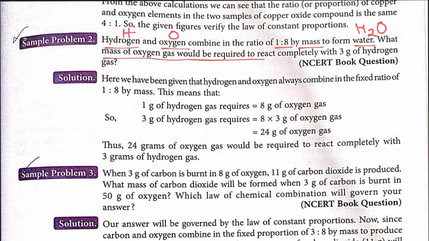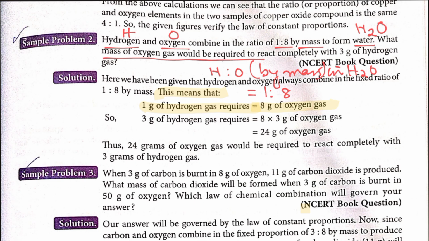For that you need to utilize the data. Here the data is that hydrogen is to oxygen by mass in H2O is equal to 1 is to 8. That means, and this is very important, 1 gram of hydrogen requires 8 gram of oxygen gas. 1 is to 8 means 1 gram of hydrogen gas requires 8 grams of oxygen gas.